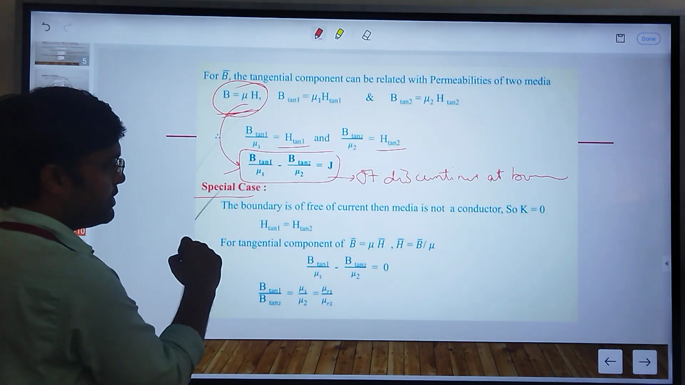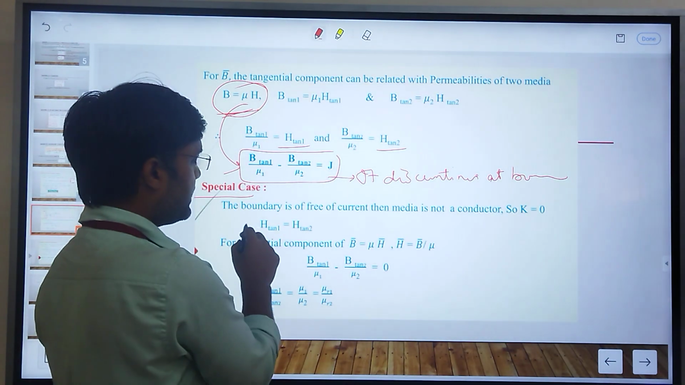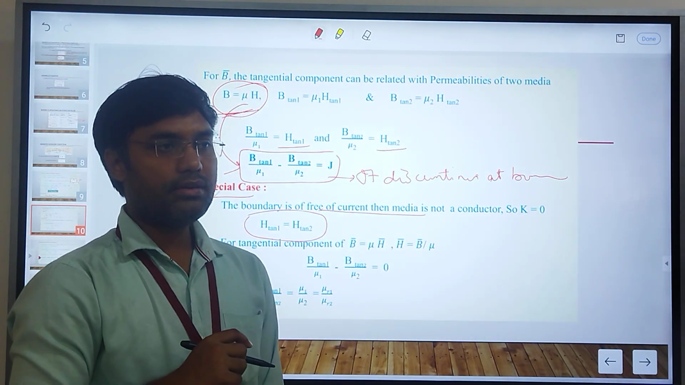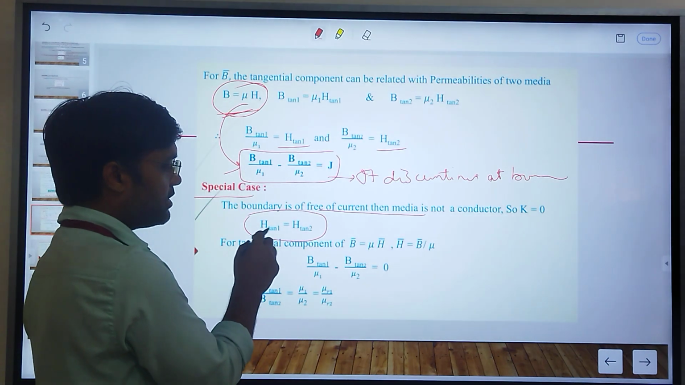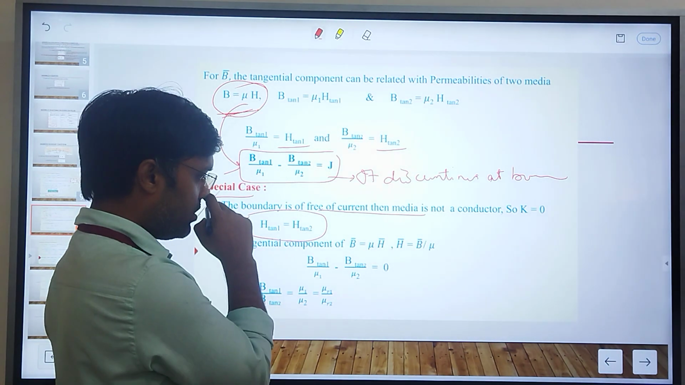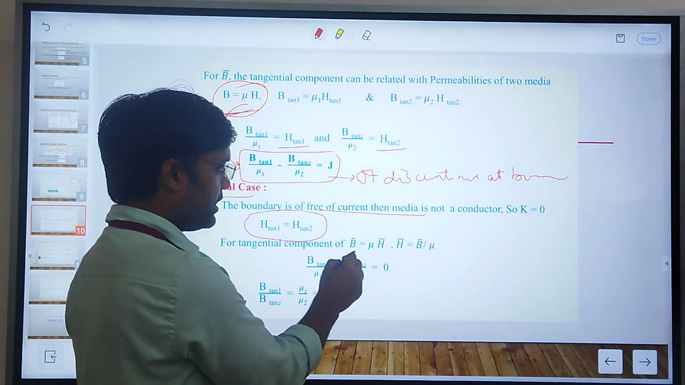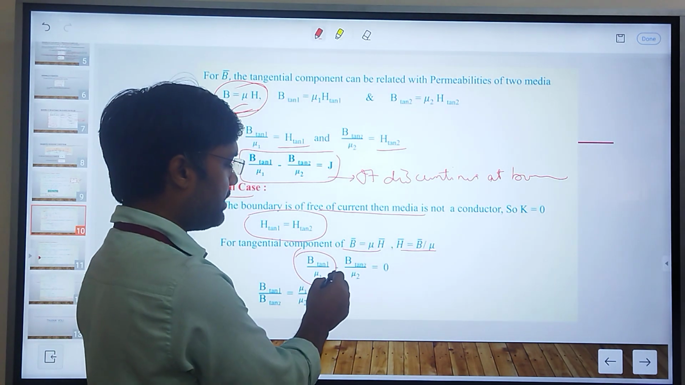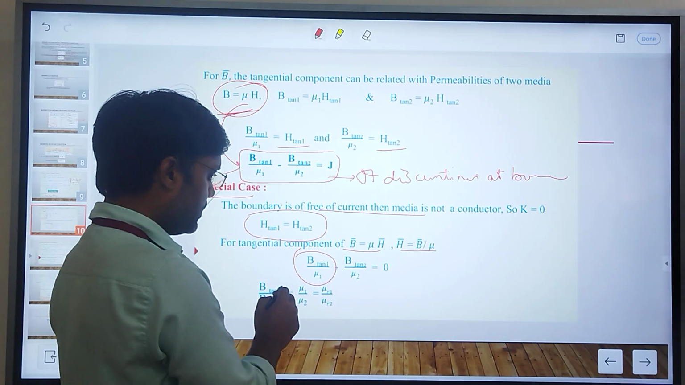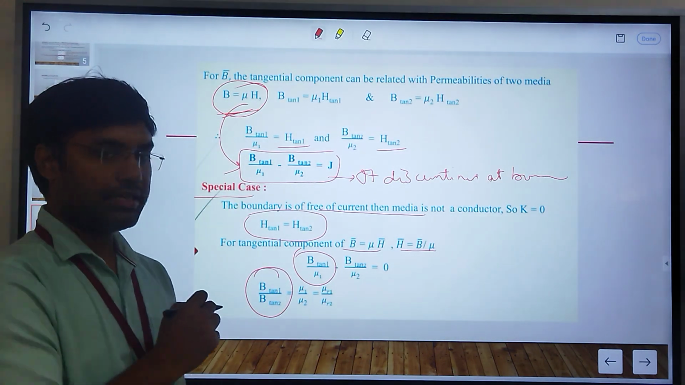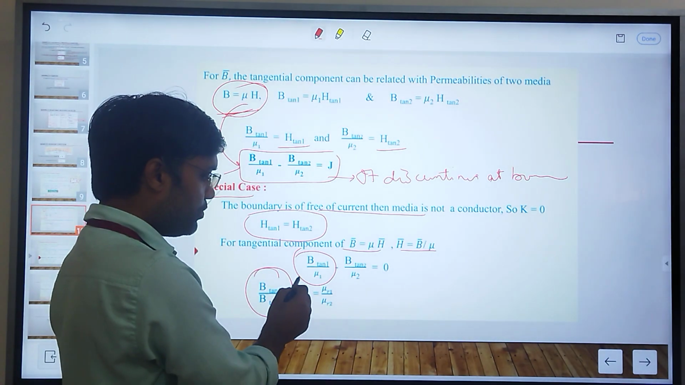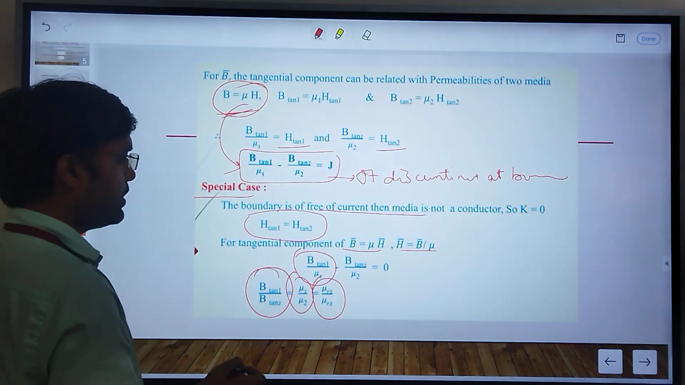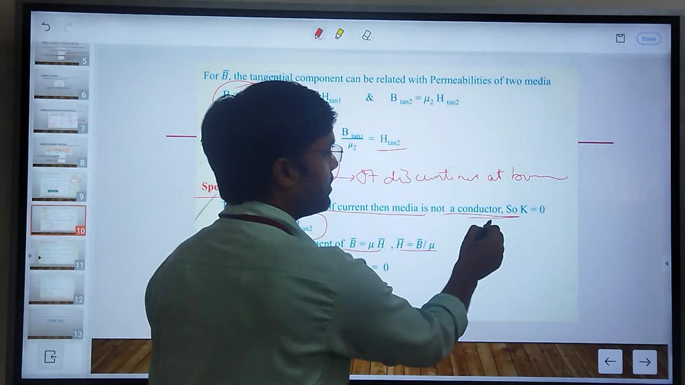A special case we can say, if there is no current density, if it is free of current, if there is no current flowing in the elements, then the tangential component of H will be the tangential component of the second magnetic field. So B equal to mu H, it will be B tangential 1 by mu1 minus B tangential 2 by mu2 equal to 0. So we can write tangential component of first and second magnetic flux density would be equal to mu1 upon mu2, or relative permeability of first medium to second medium. This is the case where no current is in the element.